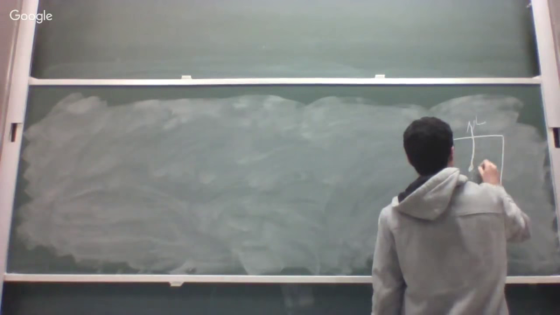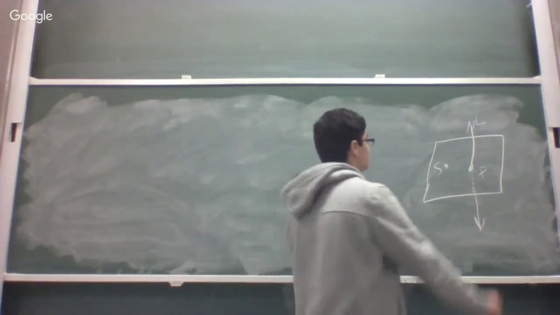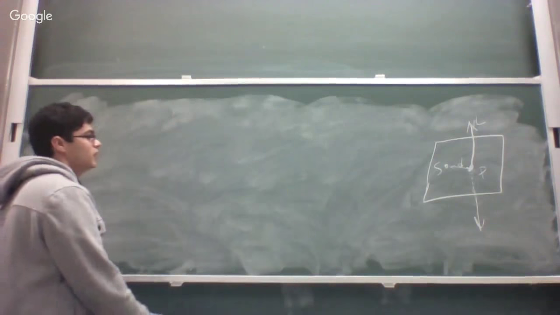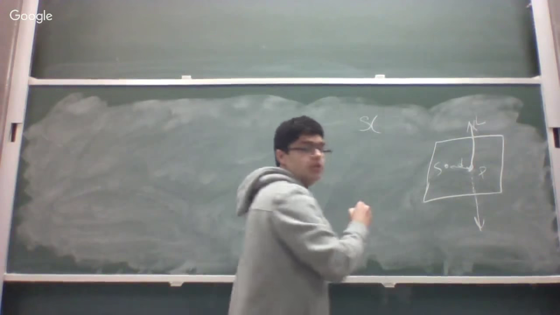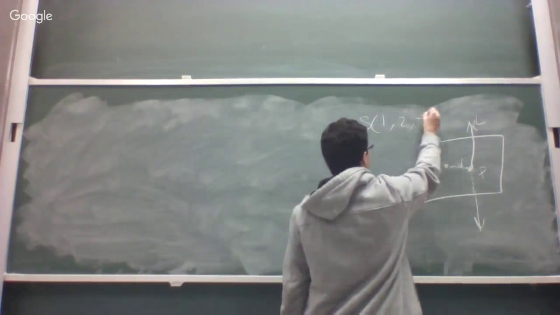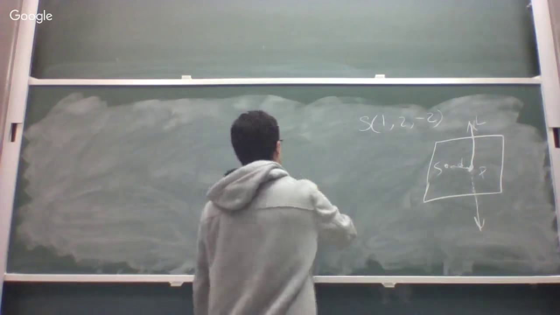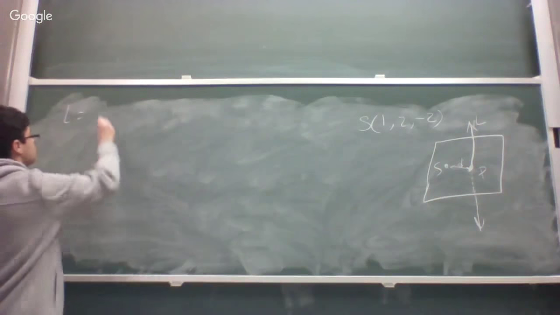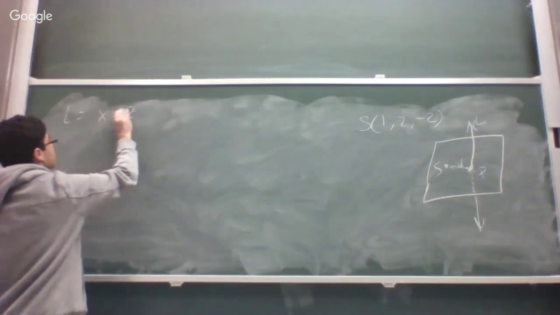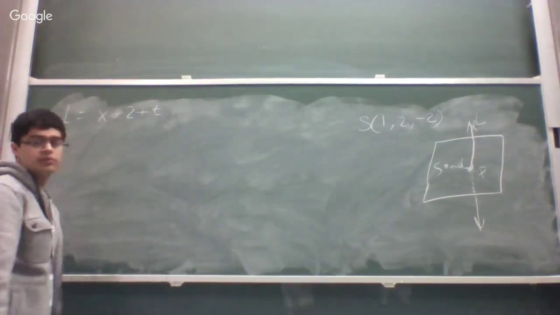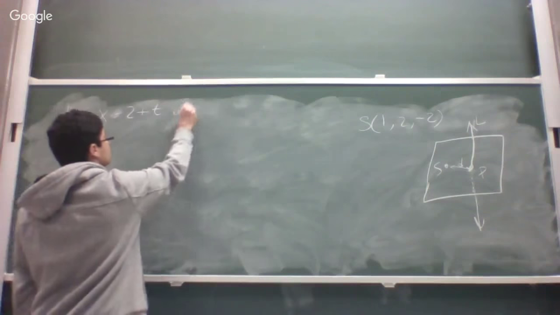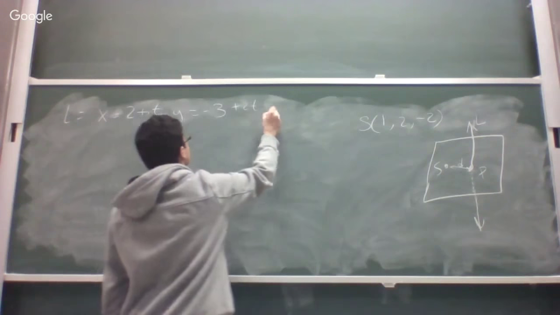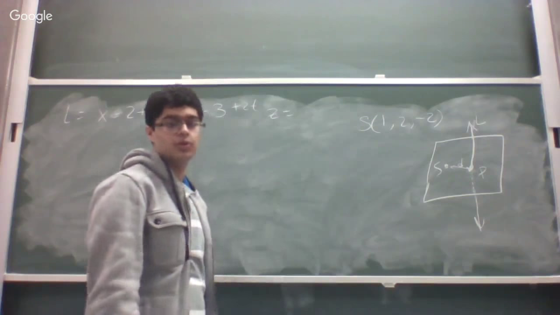So this is L, that's point P. And we have to find this distance. We are given that S is 1, 2, -2. And L is x equal to 2 plus t, y is equal to -3 plus 2t, z is equal to 1 plus t.